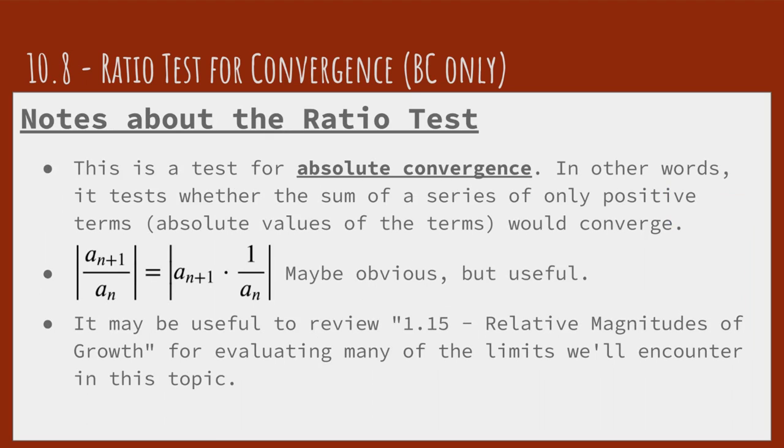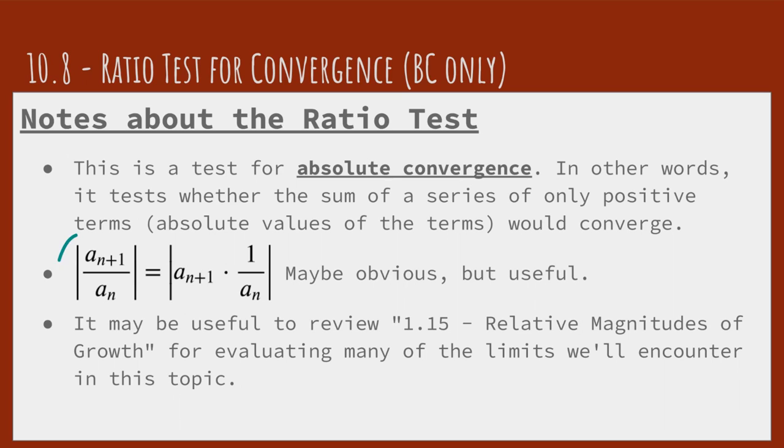So a few notes about it. The first is this is a test for what's called absolute convergence. So it doesn't matter if terms are positive or negative. This is a test that's going to tell us that if the terms were all positive, what would happen? So would it converge or would it diverge if the terms were all positive? That's kind of a worst case scenario, because if we have some positive and some negative, then we're going to have some canceling out, and that's going to make it more likely to converge. So if all the terms are positive and it still converges, then that tells us a little bit more information than if some are positive, some are negative, and it converges.